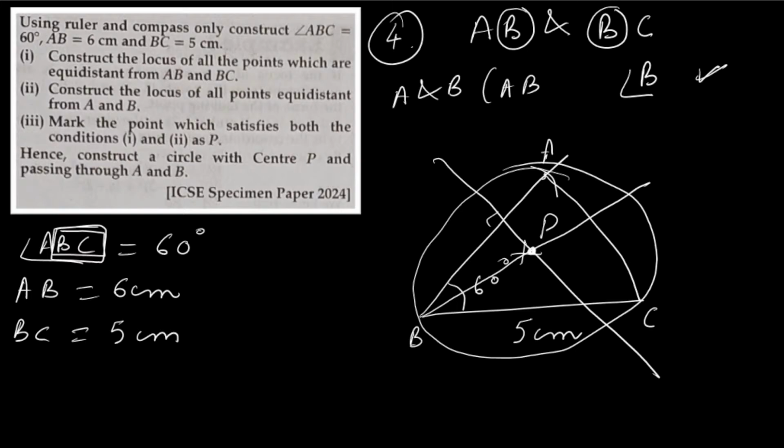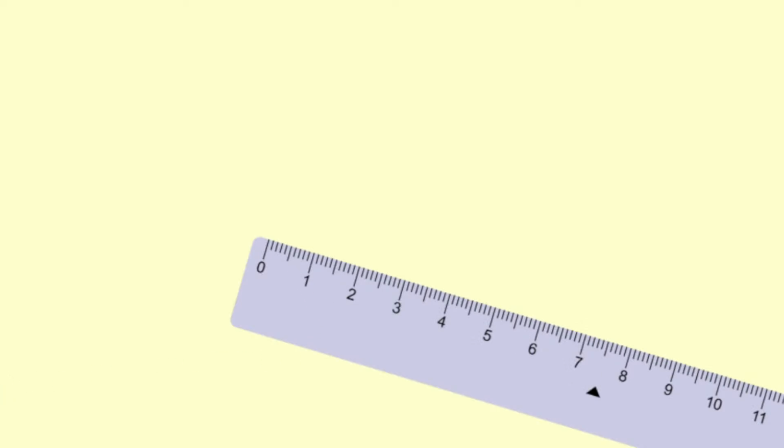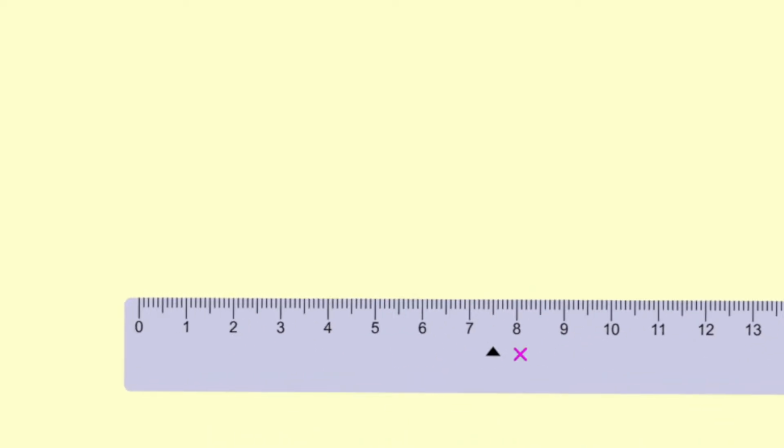BC, we have to draw 5 centimeter. So I'm just going to go to the construction screen. BC, we have to draw 5 centimeter. Labeling you have to do accordingly. So first thing is line segment BC, 5 centimeter. So I have drawn line segment BC as 5 centimeter.